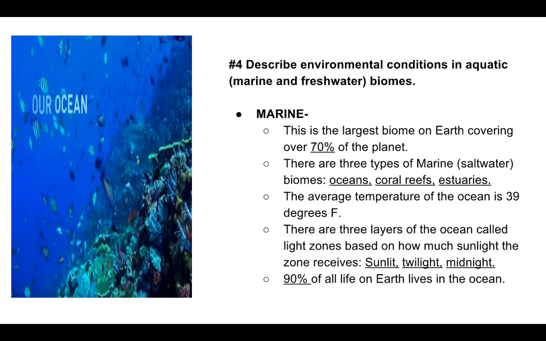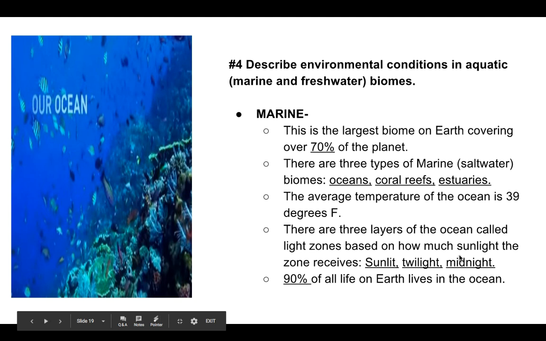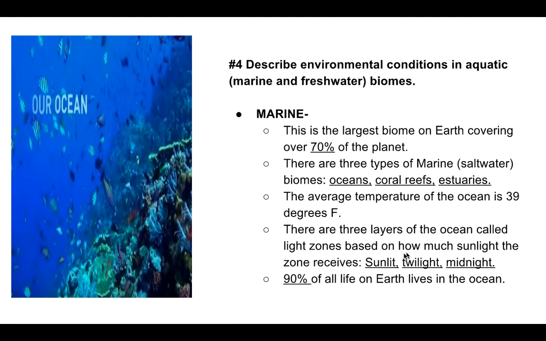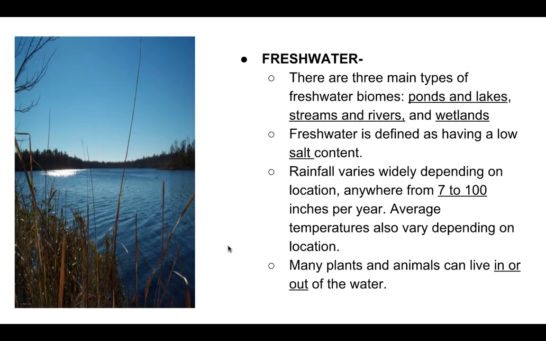So once again, we have a temperature that stays around the same. We have 3 layers, and most of those layers we would never see. We would not see that midnight layer. It's going to be very deep in the ocean. Twilight, some people might see sometimes if they go scuba diving, and the sunlit area, which is at the top of that marine biome. And 90% of all life lives in the ocean.